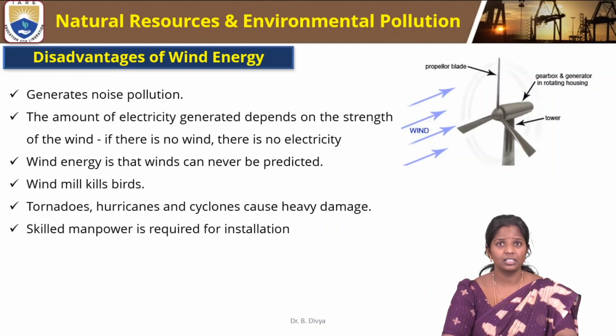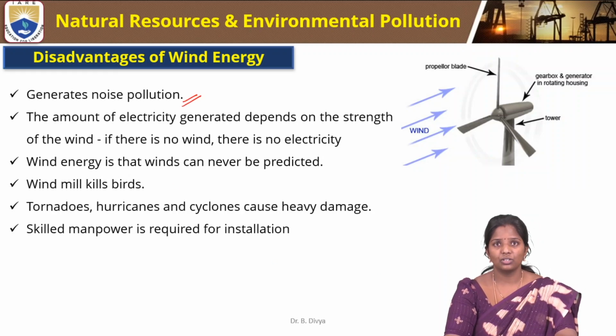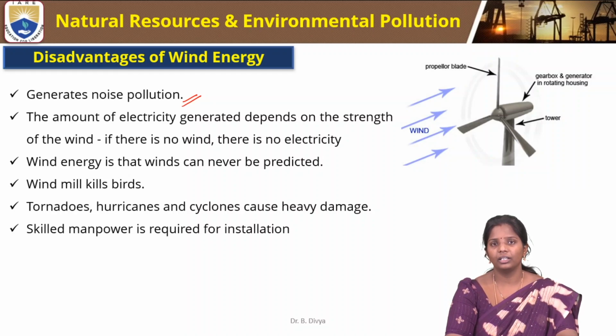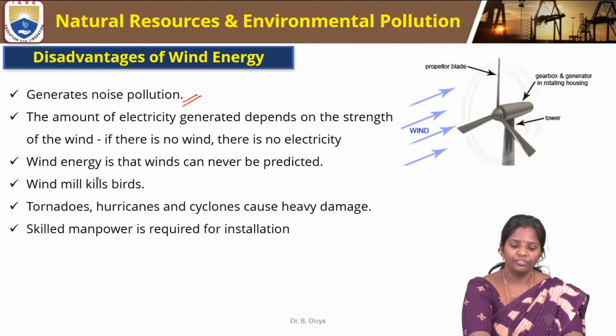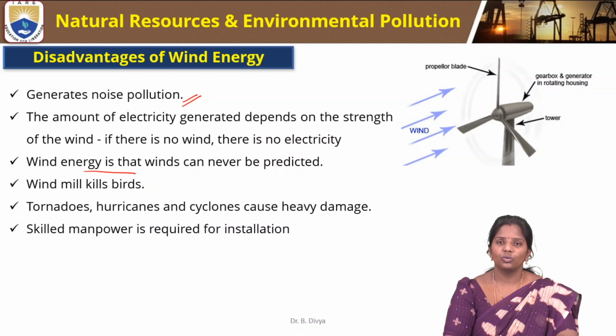So what are the disadvantages? It generates noise pollution because of the turbines, and the amount of electricity generated depends on the strength of the wind. If there is no wind, there is no electricity. It all depends on the wind flowing through the turbines. Areas at different altitudes will develop different amounts of electricity. Wind can never be predicted. We can predict rainfall or sunny days, but not the wind. That is why we cannot completely depend on this technology.